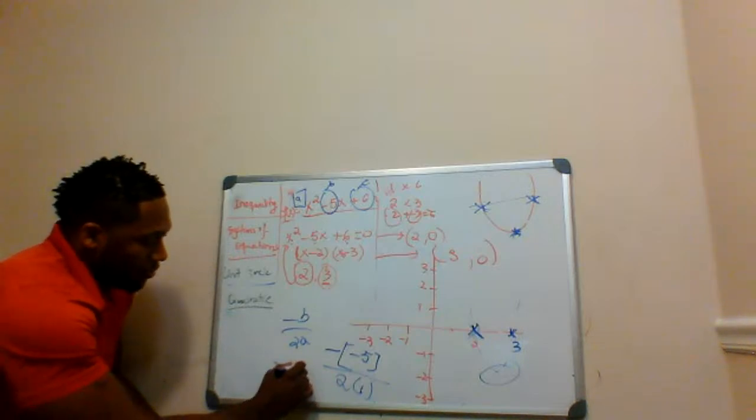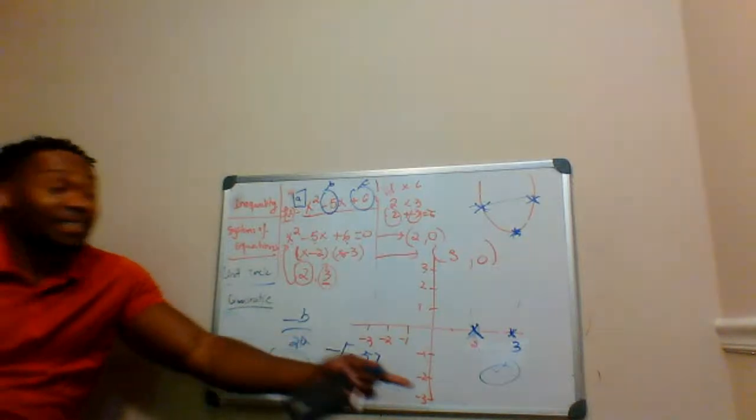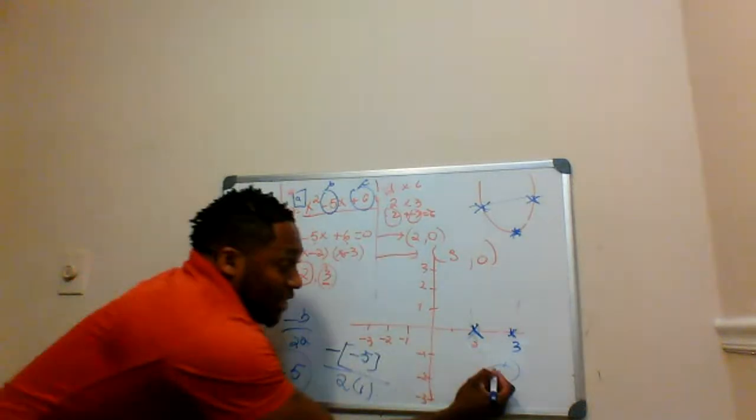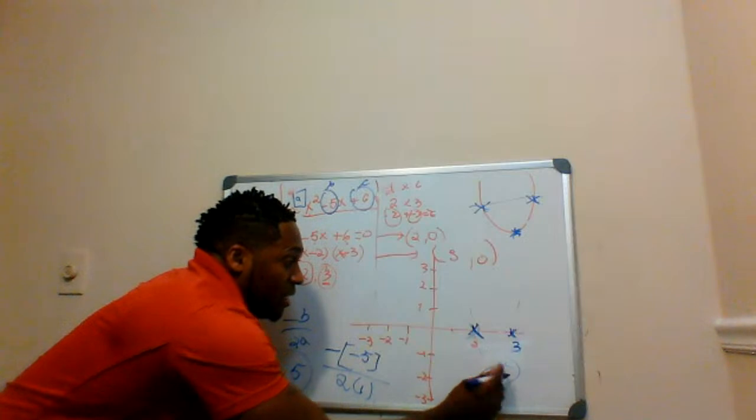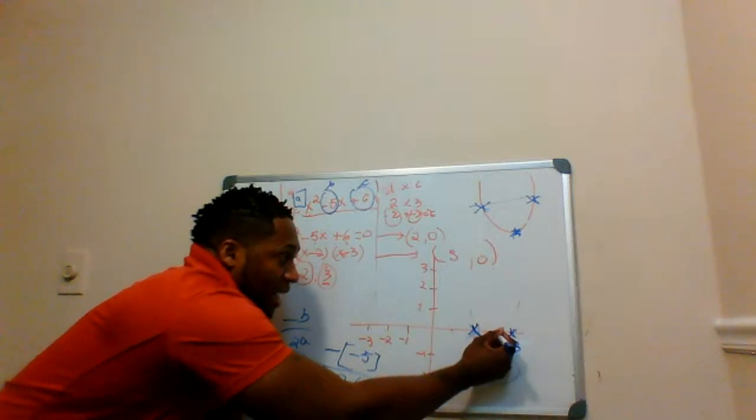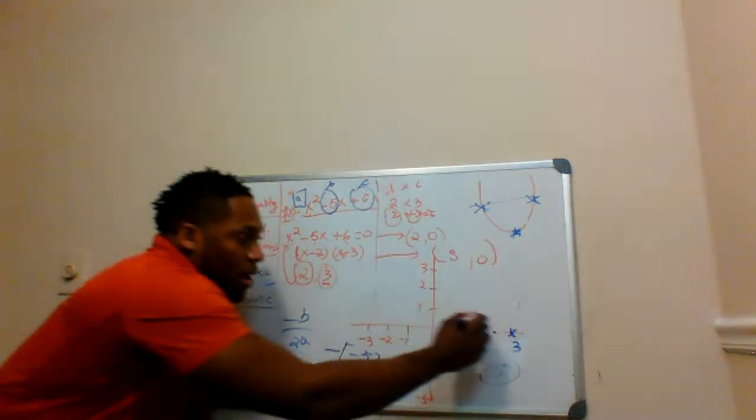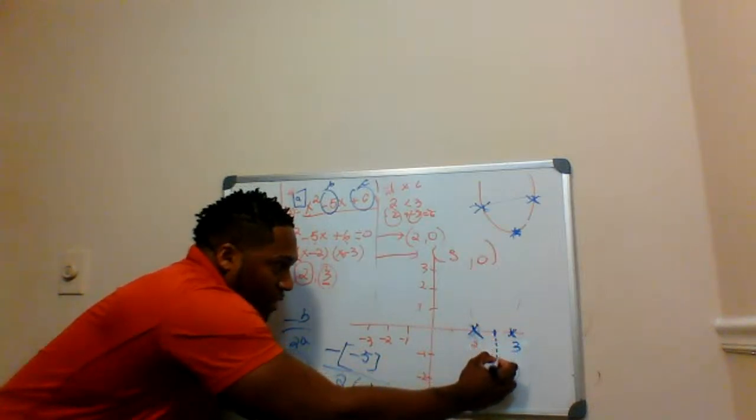That's 2.5. Does that really make sense? Yes, it does. Right there in the middle, that's where the vertex is, because remember, the parabola is symmetric. So x is equal to 2.5.